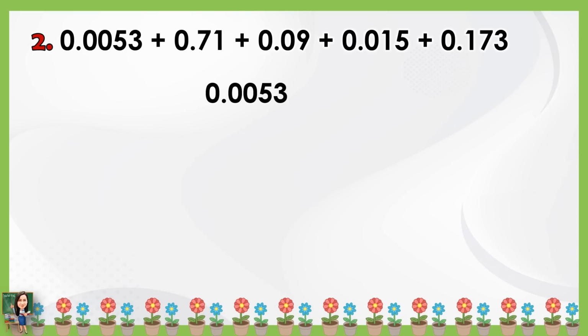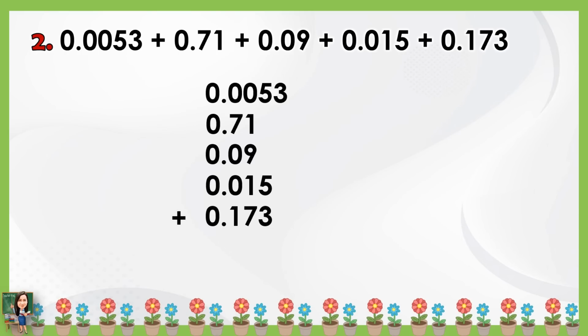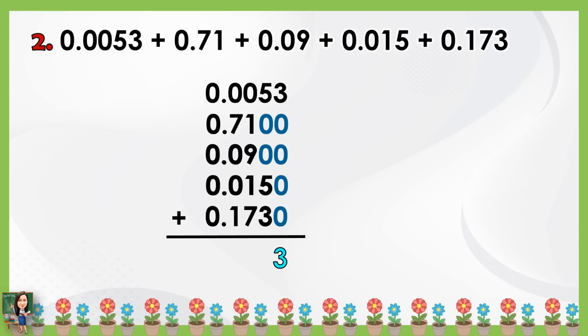53 10,000ths plus 71 hundredths plus 9 hundredths plus 15,000ths plus 173 thousandths. Next, insert zeros in empty decimal place values. Now, all the numbers have the same number of decimal places. Then add. 3 plus 0 plus 0 plus 0 plus 0 equals 3. 5 plus 0 plus 0 plus 5 plus 3 equals 13.